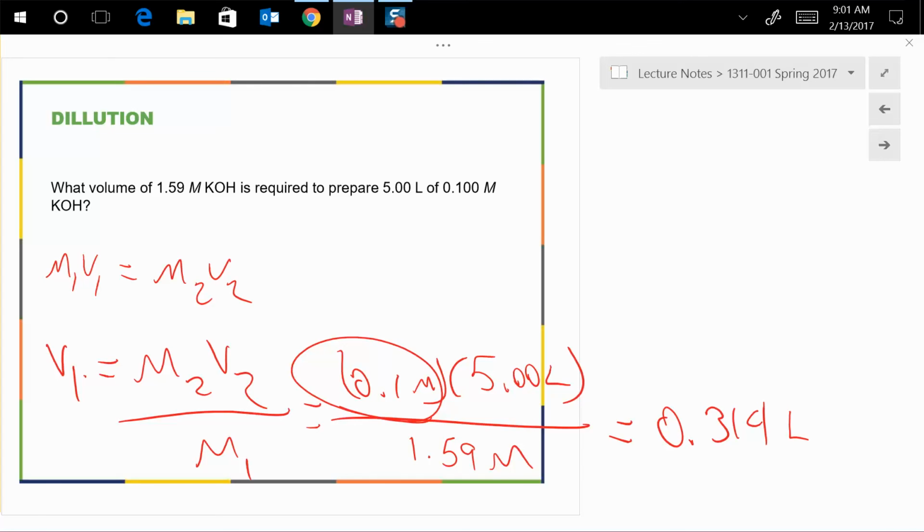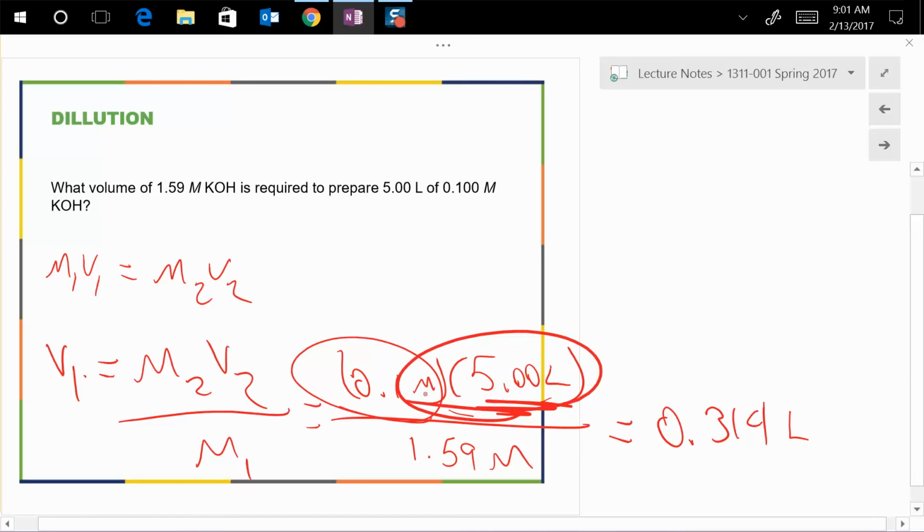Well, I have my 2 volumes, right? Oh, no, this one's not. So maybe it's not the pen. What's that? Oh, there it is. Okay, here this is 5 liters, and this is 0.304 liters.